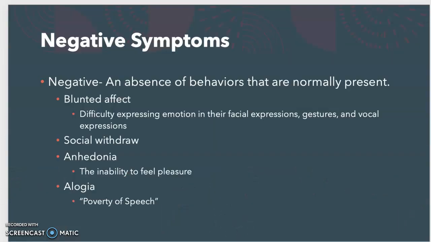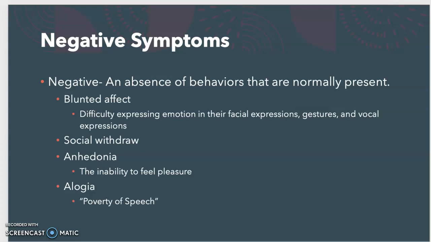Then there are negative symptoms. A negative symptom is an absence of behaviors that are normally present. There's the blunted affect, which is difficulty expressing emotion in their facial expressions, gestures, and vocal expression. They can be given the best news ever, but they're just stuck in a state of numbness. There's social withdrawal. Schizophrenics are usually loners. There's anhedonia, which is the inability to feel pleasure. The person can't feel happiness. Again, they're just in a state of numbness.